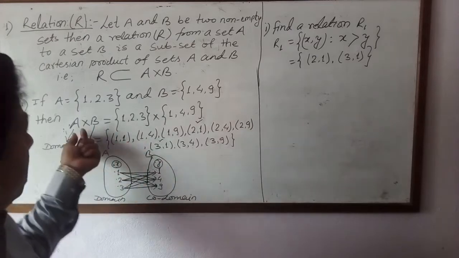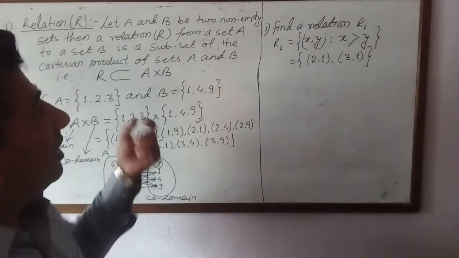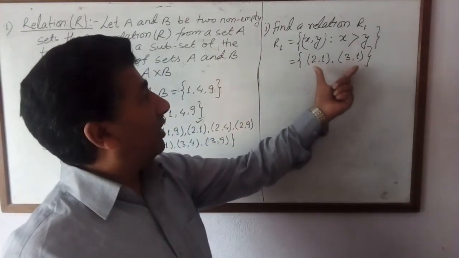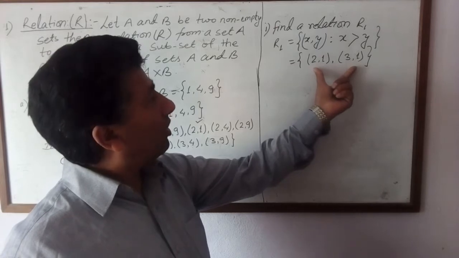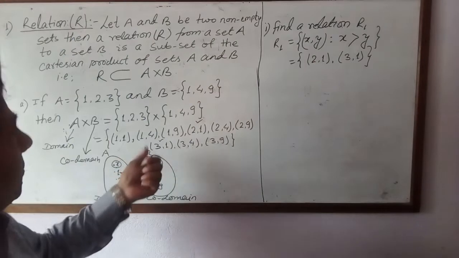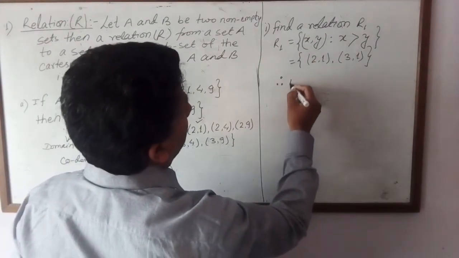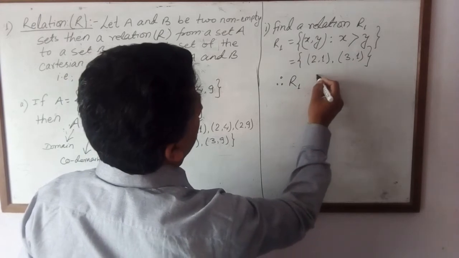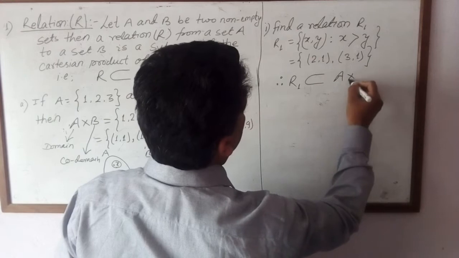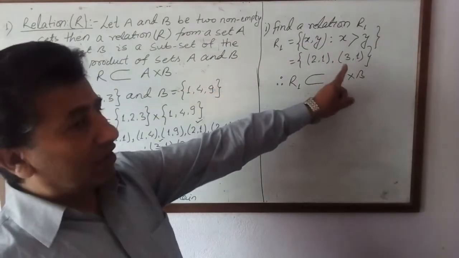Now this A cross B itself is also a set of ordered pairs. This relation is also a set of ordered pairs. It has only 2 ordered pairs, and these ordered pairs we took from this A cross B. That's why this R1 is there. What can we say? That this R1 is a subset of A cross B.